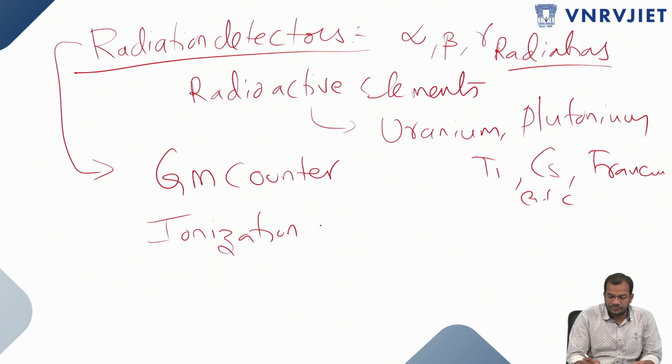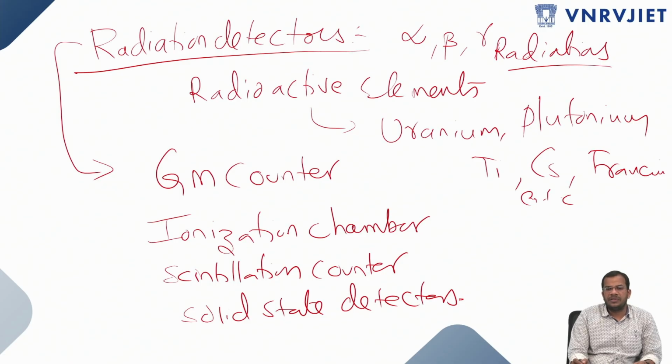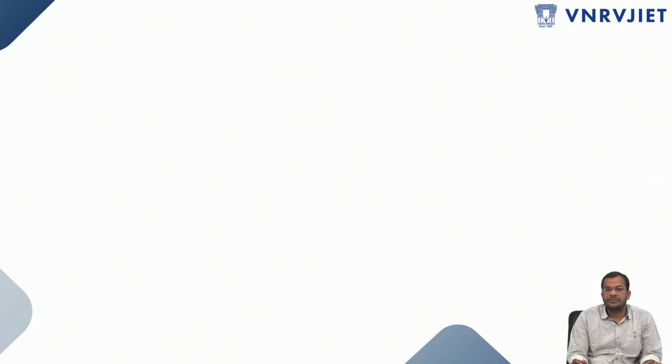ionization chamber, scintillation counter, and solid state detectors. So these are the different types of detectors which are basically used for identification of these radiations.